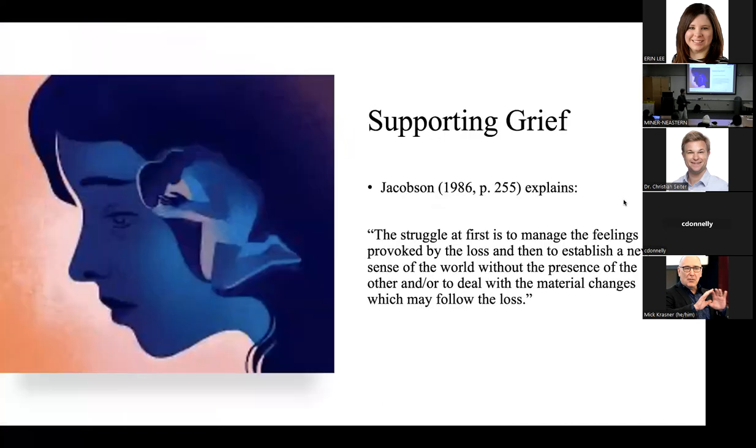Okay. Regarding grief, there was a really interesting article by Jacobson that says, the struggle at first is to manage the feelings provoked by the loss and then to establish a new sense of the world without the presence of the other, and or to deal with the material changes which follow the loss. Sorry, that's just my 10-minute warning.